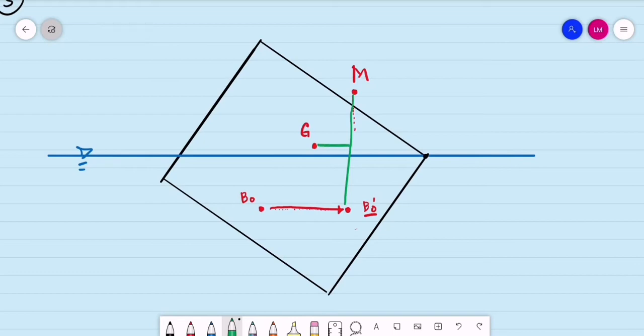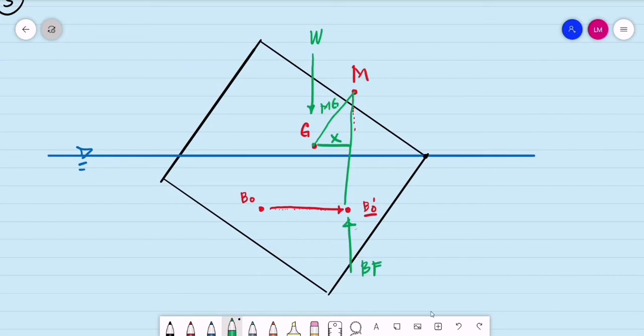Okay, ito yung x distance na yan. Ito yung ating metacentric height, the MG. So, dito magfo-focus yung the weight. Alam natin na yung weight ng object ay nakafocus sa center of gravity. Tapos, yung buoyant force naman is acting at the center of buoyancy.